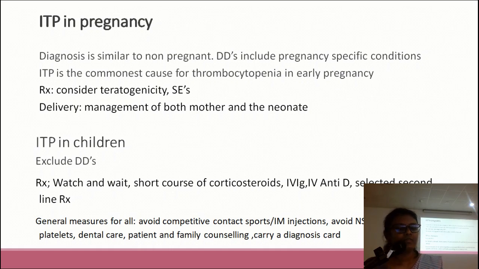So, general measures for all patients with thrombocytopenias. You should remember to advise avoiding contact sports, IM injections, and drugs that can cause platelet dysfunction such as NSAIDs and antiplatelets. Also good dental care, patient and family counseling, and carrying a diagnosis card.